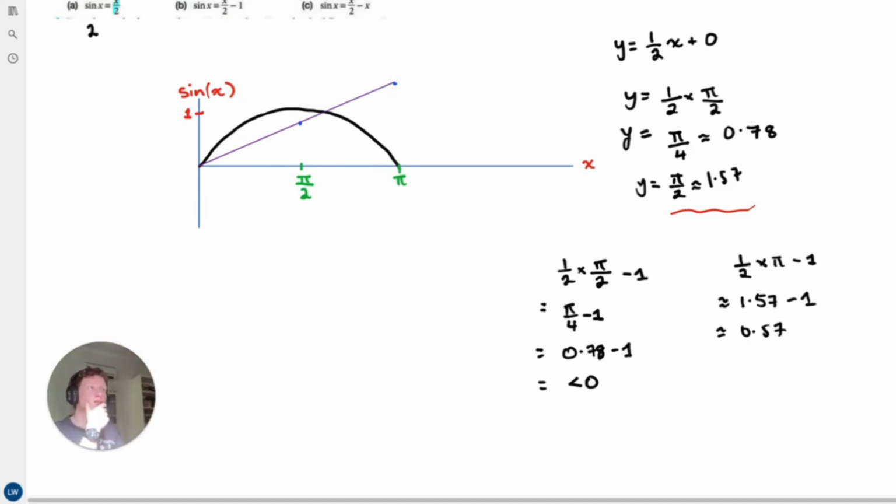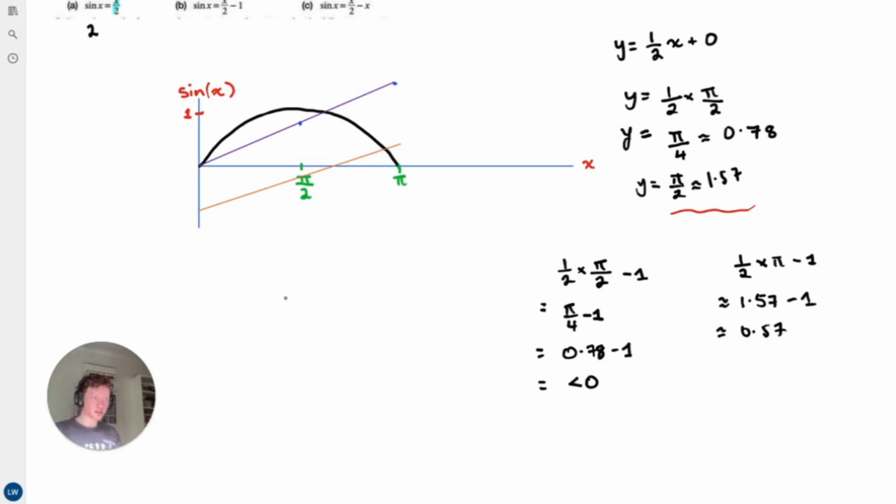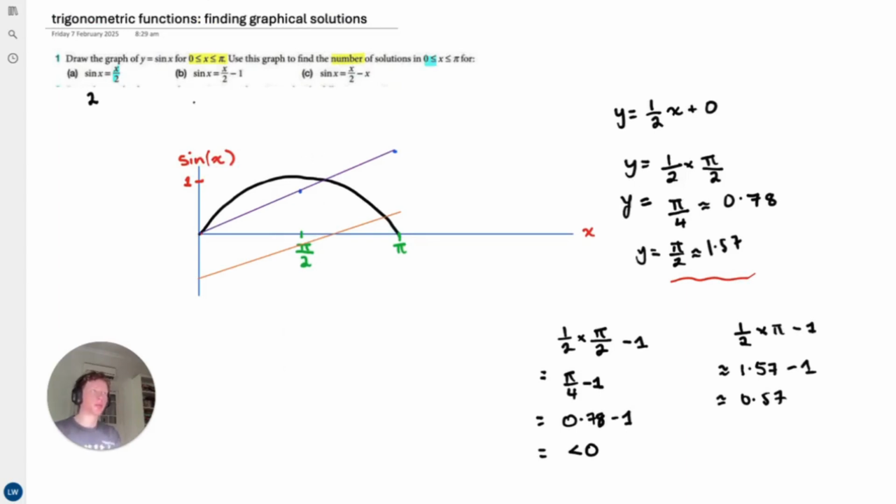In actuality, this second line is really going to be more like that. That's the kind of shape we're looking at there. And so there's only going to be one intercept, and it's going to be just before pi.